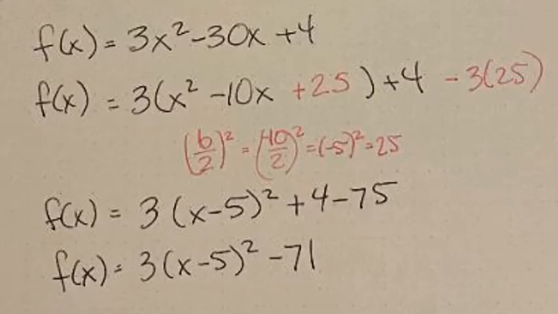So the first method is if I have f of x equals 3x squared minus 30x plus 4, and I'm trying to complete the square. So the first thing I'm going to do is kick out this a value in the front. So I factor that out, so we get x squared minus 10x. I'm just taking it out of the first two terms.